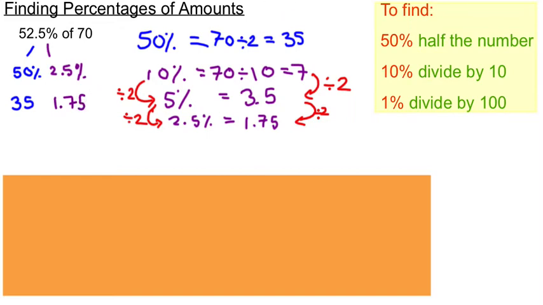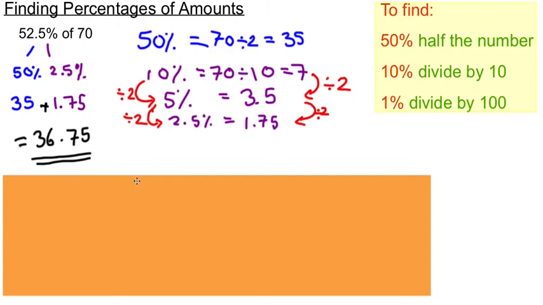Now, all the hard work is done. To find out my 52.5%, I need to add these two percentages together. So I need to add the 35 and the 1.75, which gives me an overall answer of 36.75. And that is how we go about answering this type of question without a calculator.